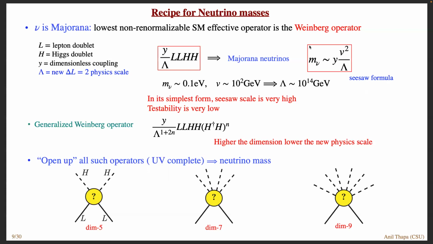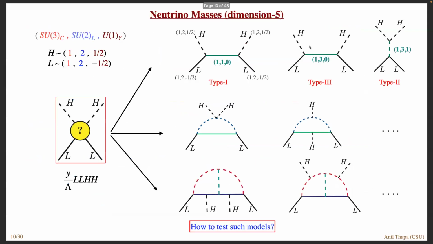You draw this kind of diagram, dimension 5, dimension 7, dimension 9, and you try to UV complete it. So what are the new particles so that you can generate these kinds of operators? Let's take one example, LLHH. It's much simpler than you think, to build up a model for Majorana neutrino. So let's say you have this LLHH. Again, L is a lepton doublet, H is a Higgs doublet. This is the Weinberg operator, an effective operator of dimension 5.